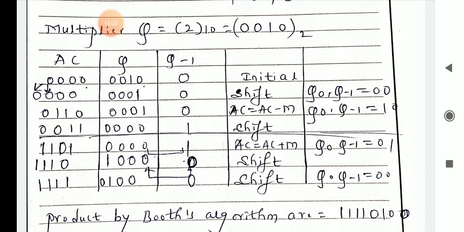So then compare this one, Q and q minus 1, the last bits. Okay, so 0 0 is there, so you have to write directly arithmetic shift right. You are getting 0 as it is, 1 comes here, 0 comes here, 1 shifts here. So this is your 0 0 0 0, 0 0 0 1 and 0. So then again take q0, q minus 1: 1 0 is there, so you have to perform AC is equal to AC minus m. So performing AC is equal to AC minus m, you are getting 0 1 1 0 0 0 1 and 0.